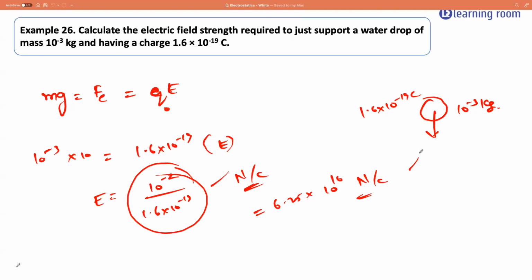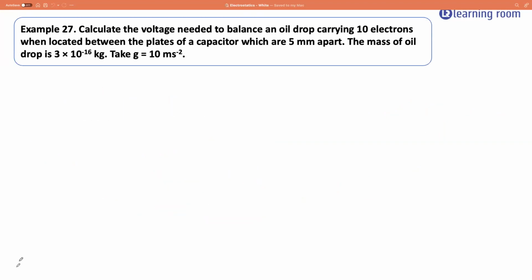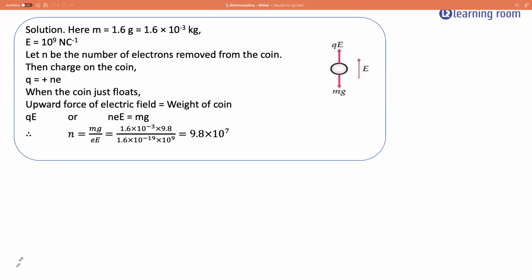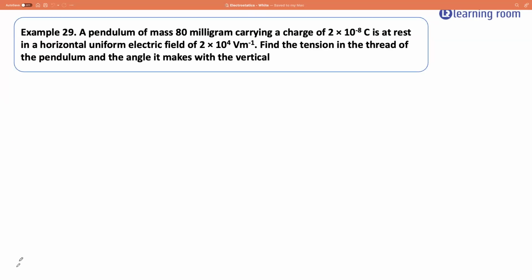So is there anyone having doubt in this? Shall I proceed? Yes, sir. Good. Okay, this is slightly higher level, not needed. This kind of problems will not come. Again, mass. Okay, we did a problem based on mass. Same logic.